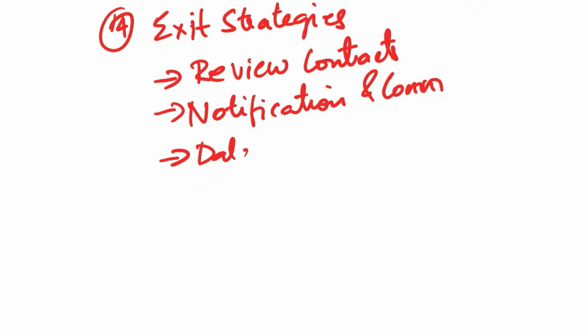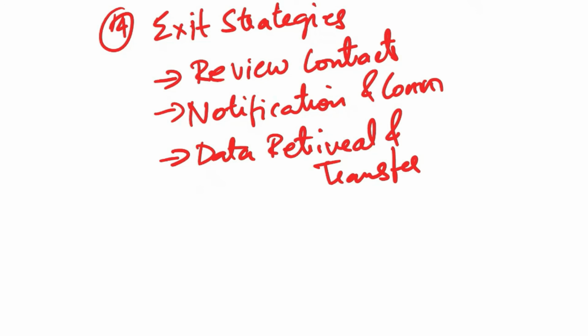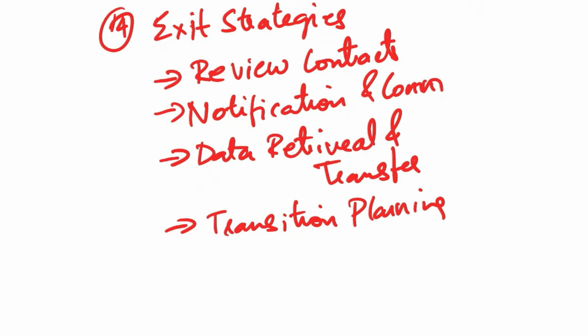Next, data retrieval and transfer. Establish a process for retrieving any data or information that the third party may have access to or control. Ensure a secure and complete transfer of data back to the organization or to a new service provider. Next, transition planning. Develop a comprehensive transition plan that outlines the steps, timelines, and responsibilities for the exit process. Include key milestones and checkpoints to track progress.